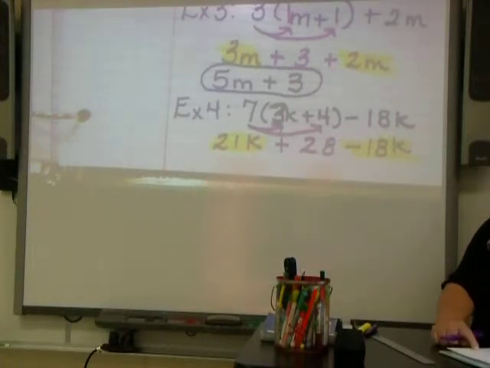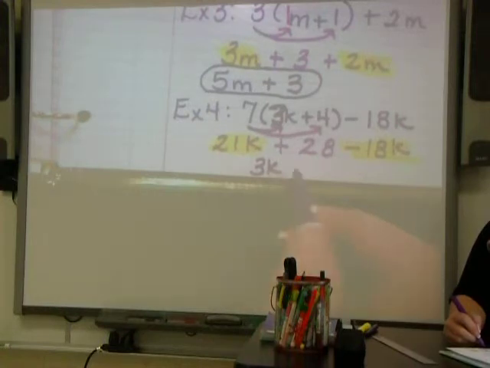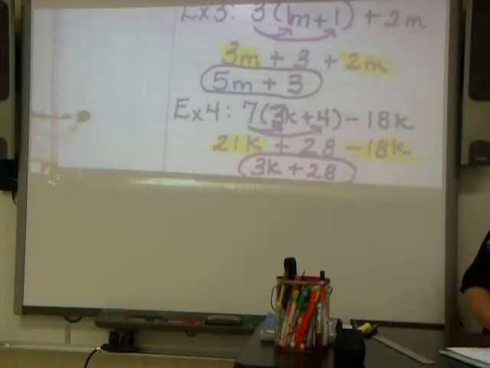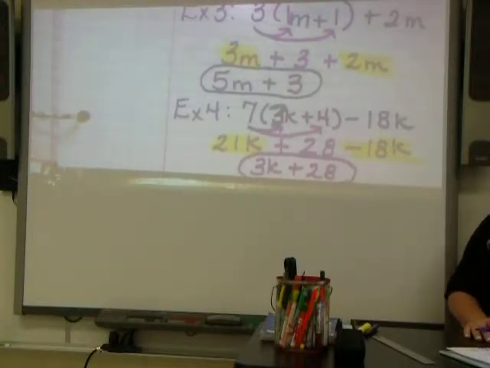So 21 minus 18 is 3K, and then you have this 28 left that you can't combine anywhere because it did not have a like term. So 3K plus 28 is the answer. The simplified answer. Any questions?